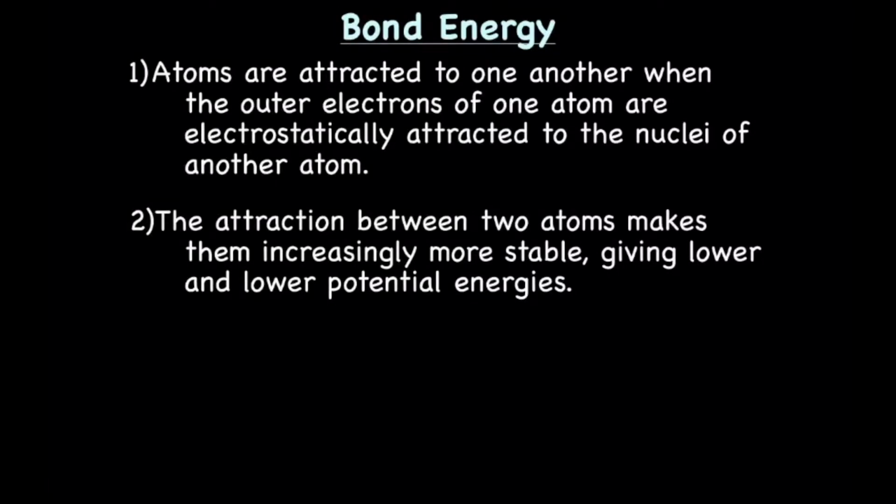And remember, the point of bonding is to try to get the atoms to have that stable octet, the full s and p orbitals. Okay, so that is why, as the atoms start to bond because of this attraction, the potential energy is lower, because that stable octet is the lowest possible energy.